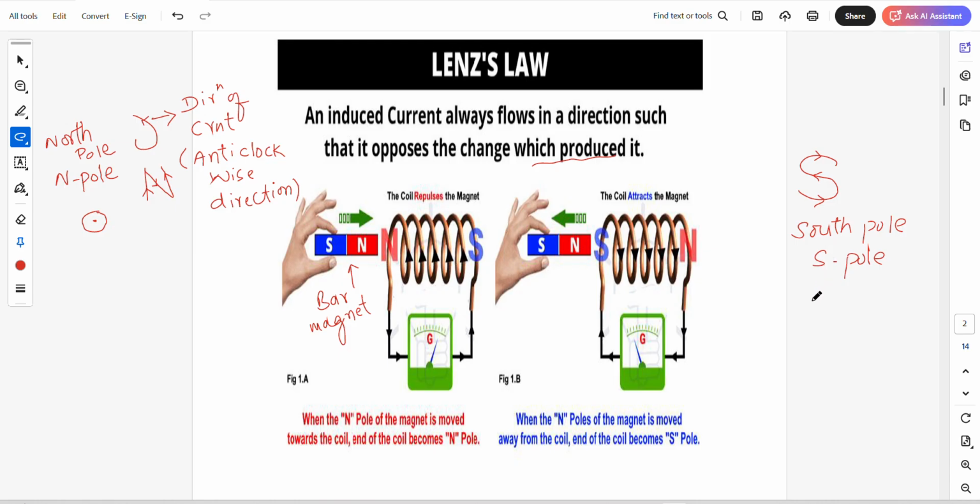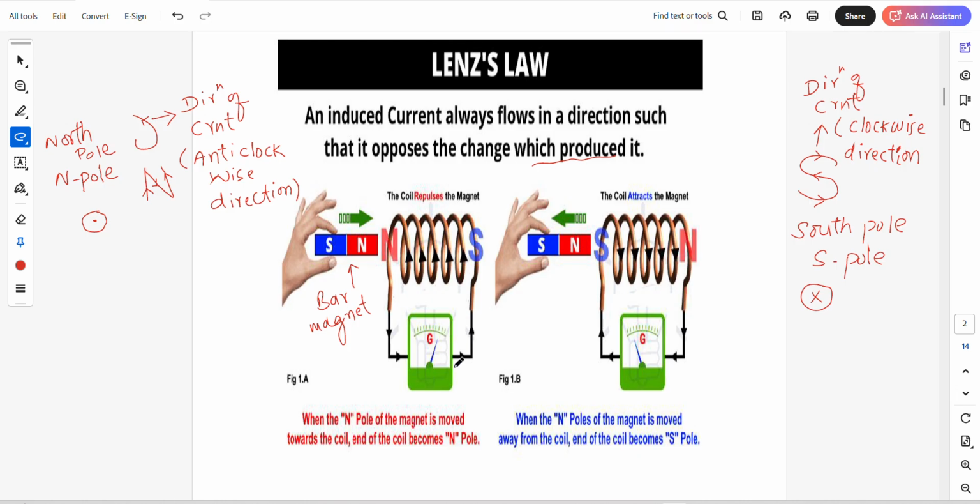Now here the magnetic field will be inside. Understood? Now here it will become a south pole. What is the direction of current? It is clockwise. The direction of the induced current is clockwise. Understood?